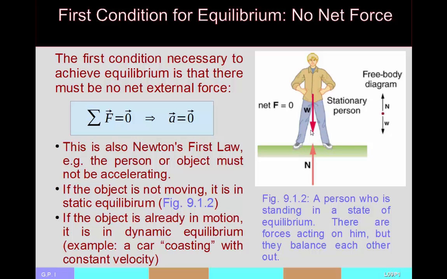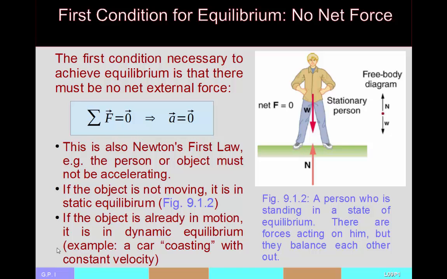One is the weight, which acts here at his center of gravity. The other is the normal force, which is acting here from the ground on his feet. If you drew this as a free body diagram, you'd see that the normal force and the weight are equal but in opposite directions, and so the net force is 0. It's basically an application of Newton's first law. The person or object which is in equilibrium is not moving, therefore the acceleration is 0, therefore the net force is 0.